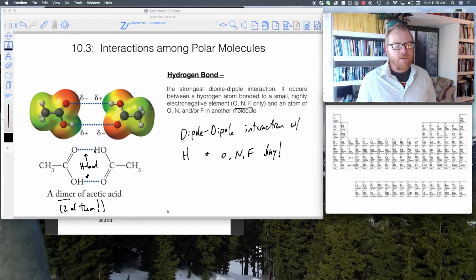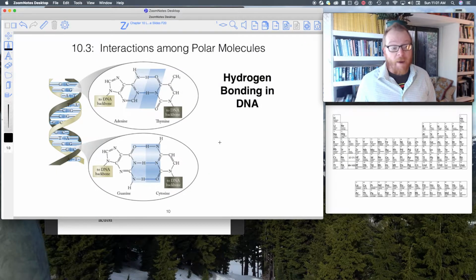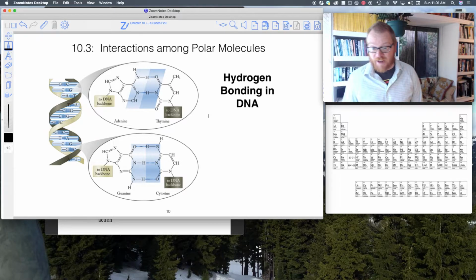But it's also important to note that this is hydrogen with only oxygen, nitrogen, or fluorine. So you can't make a hydrogen bond with hydrogen and carbon, or hydrogen and phosphorus. It's really only observed in oxygen, nitrogen, fluorine only. So this is all over the biological world. The hydrogen bond is incredibly important in biology.